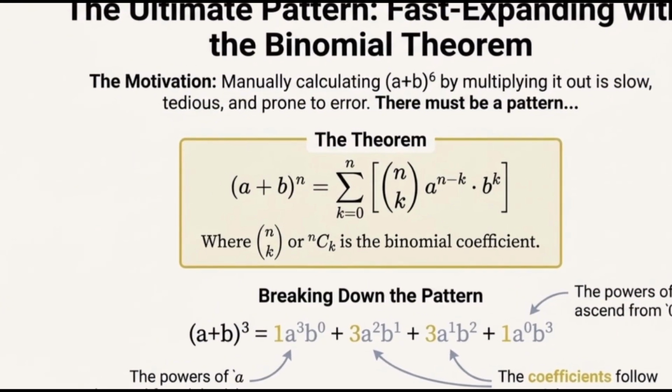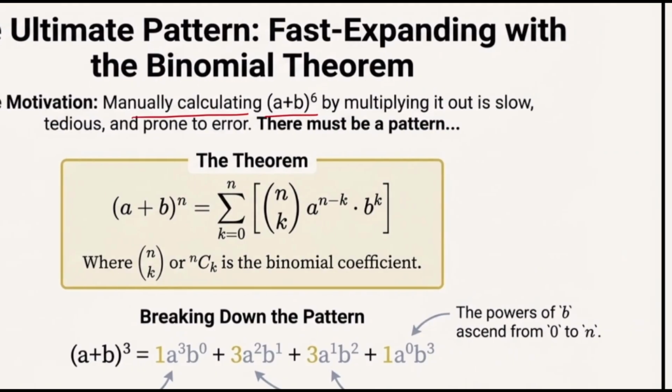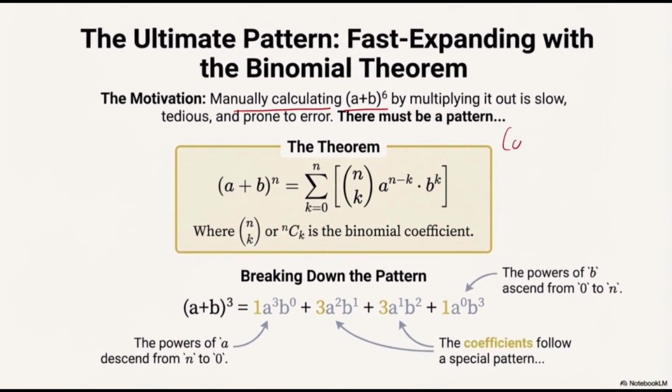As some motivation, we are going to manually calculate (a plus b) to the power of 6. If you remember, we had (a plus b) to the power of 2, which was a squared plus 2ab plus b squared. But what would happen if I have (a plus b) to the power of 3, or (a plus b) to the power of 4, or in this case, (a plus b) to the power of 6?